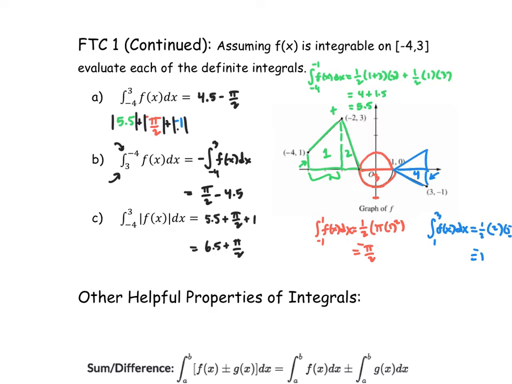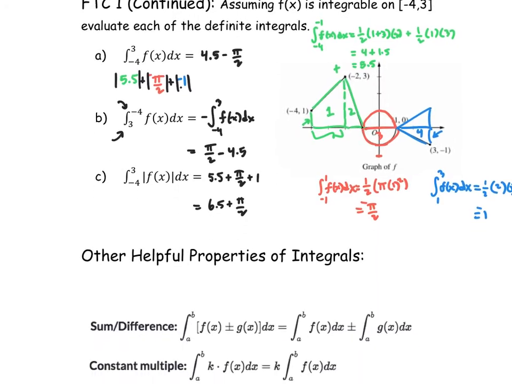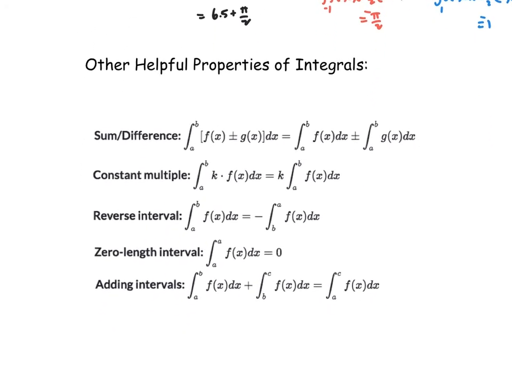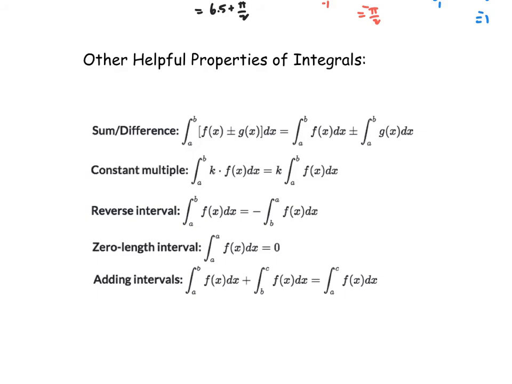Okay, let's look at some rules or properties of integrals that you might find useful. We've got the sum and difference rule. If you've got two functions, split them up, take the integral separately. A constant multiple: if you've got a constant times a function, pull that constant out. Sometimes that can be beneficial. It makes it easier to see the antiderivative. Reverse interval, like we just did in part B in the previous problem.